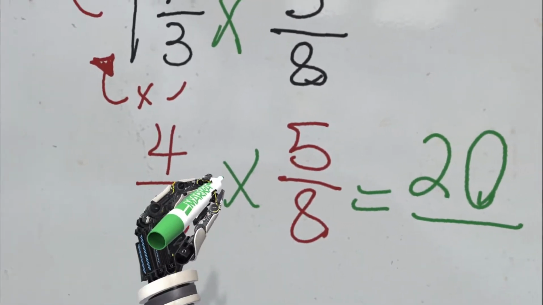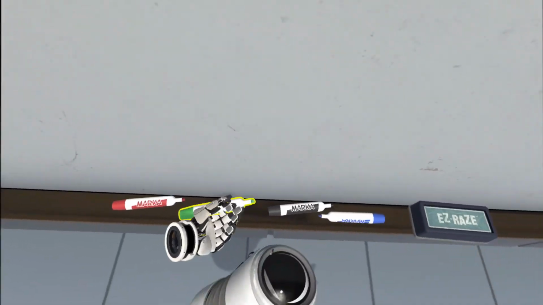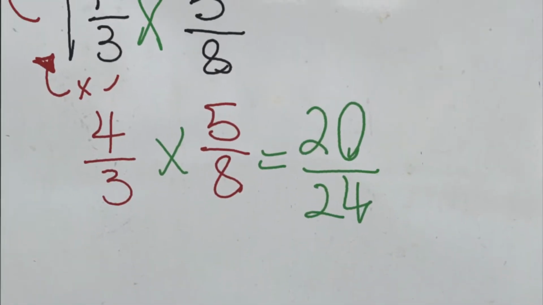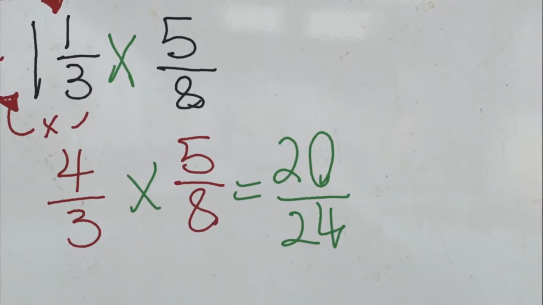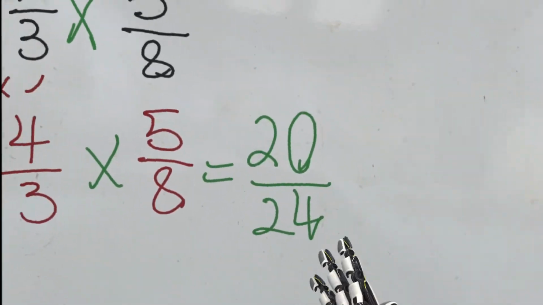And what's 3 times 8? That gives you 24. It's okay, boy. All right. So we got 20 over 24. And you always got to make sure you reduce when you got your product. And right here we can reduce.